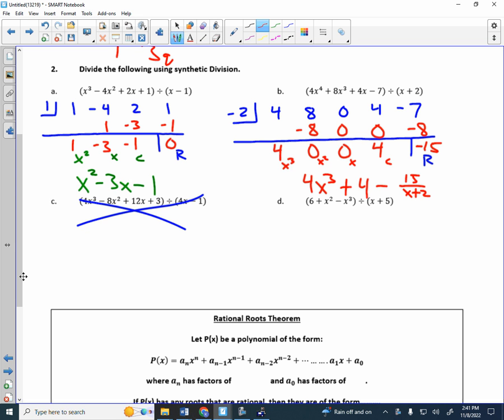Better option, right? Try letter D on your own. Notice that the negative x cubed is sitting at the end there. Go ahead, try D.